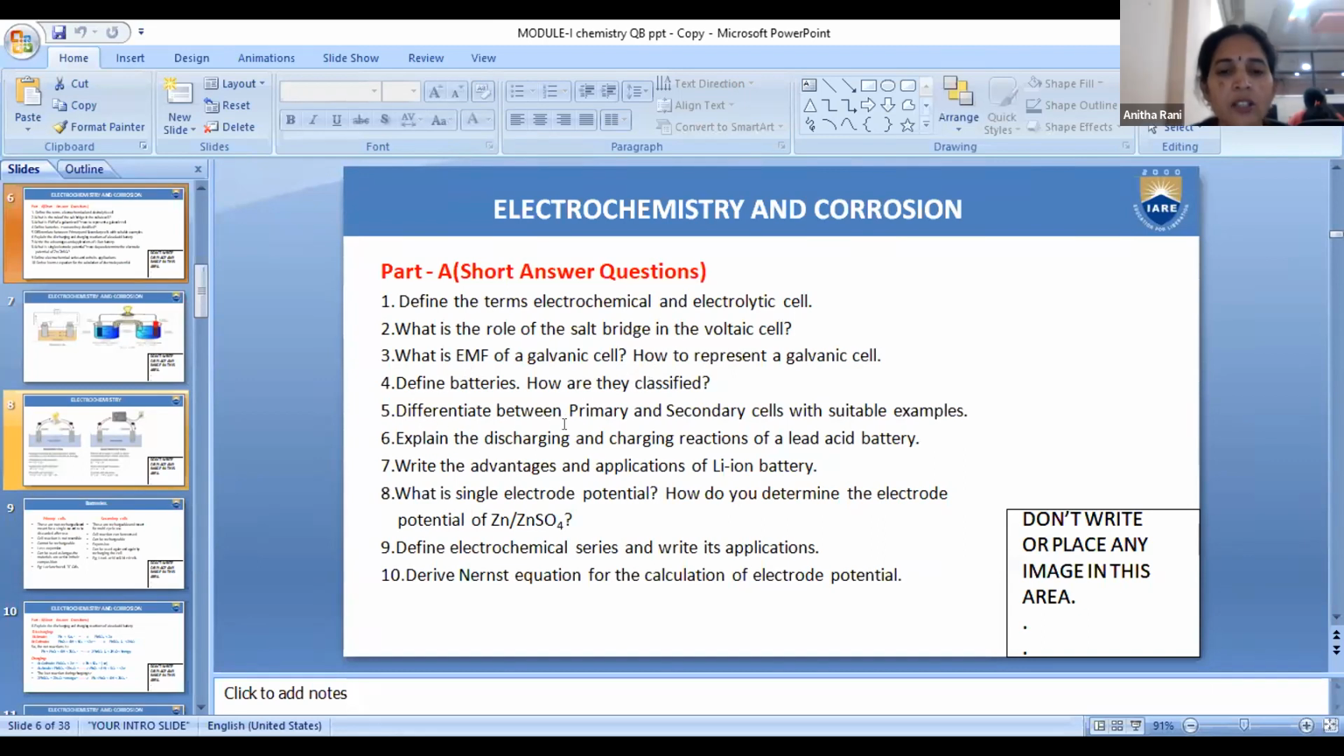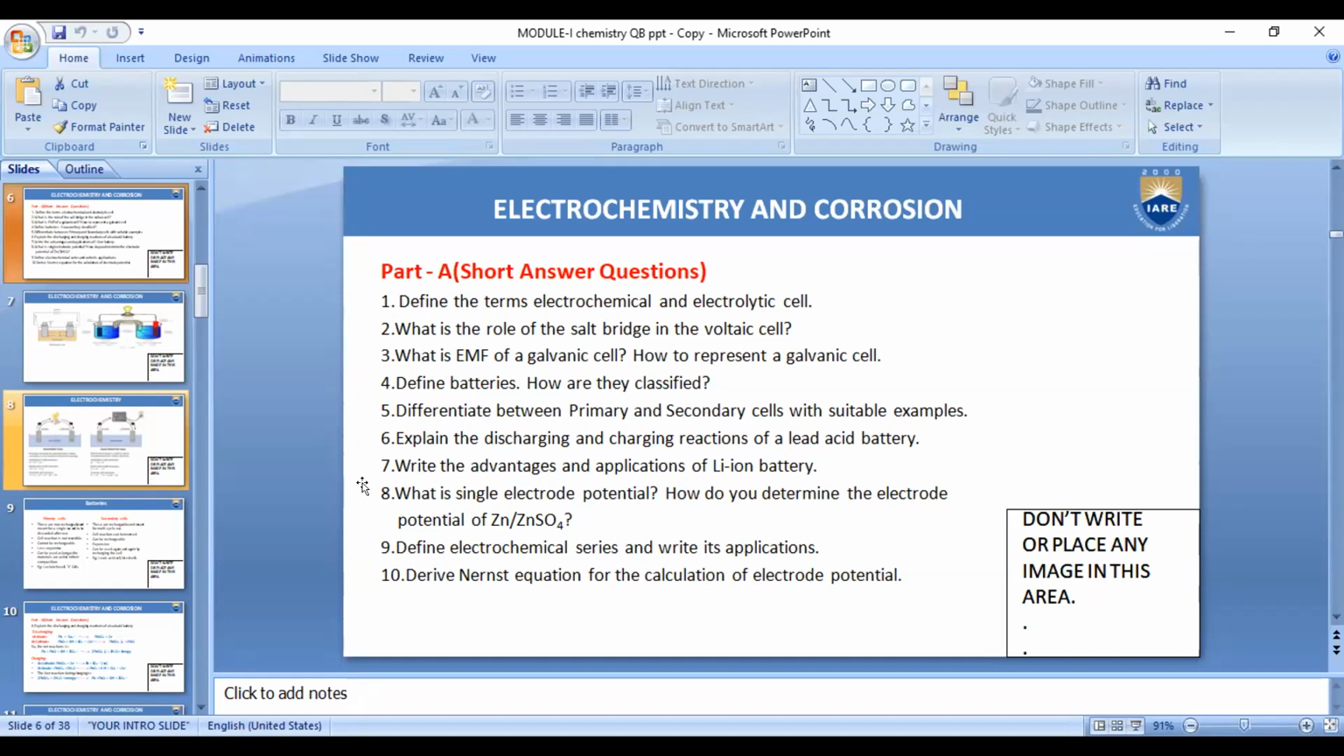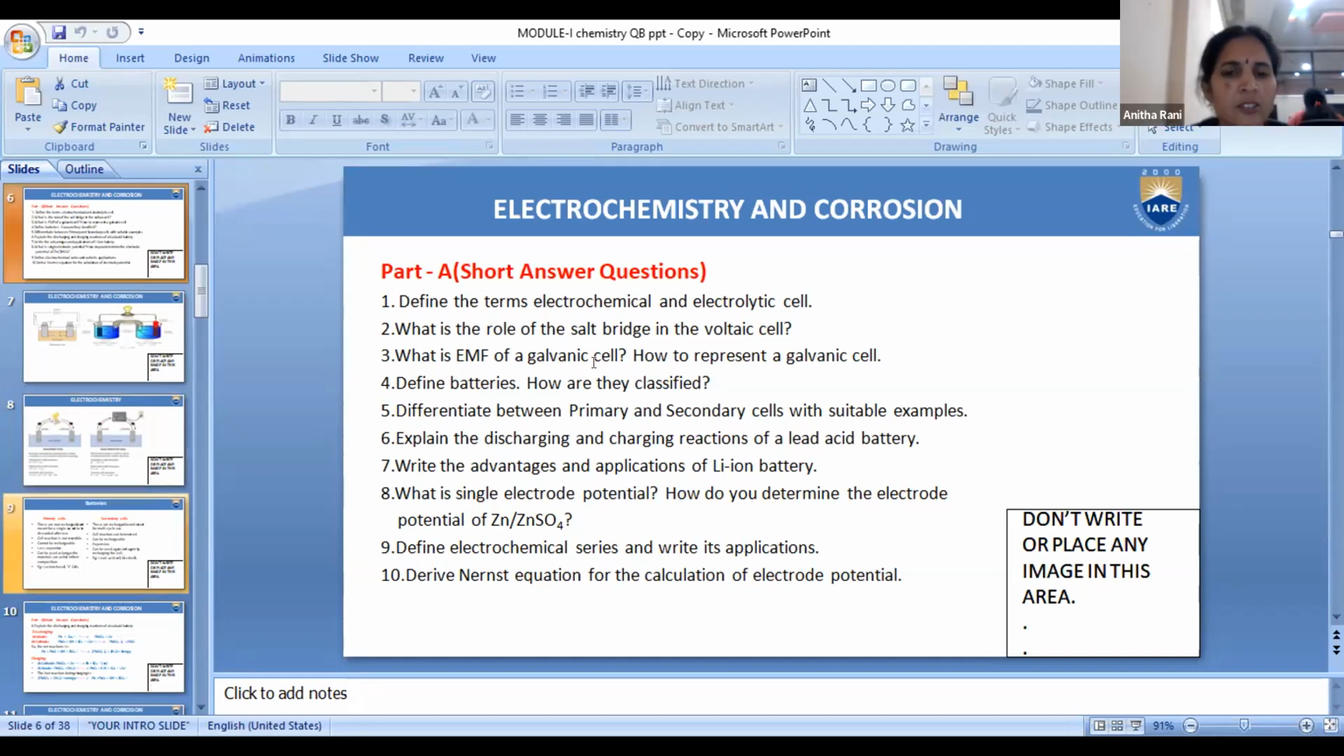Tell me any two points of difference between primary batteries and secondary batteries. Primary batteries are for temporary use. They cannot be recharged. Primary batteries are single use, non-rechargeable batteries.